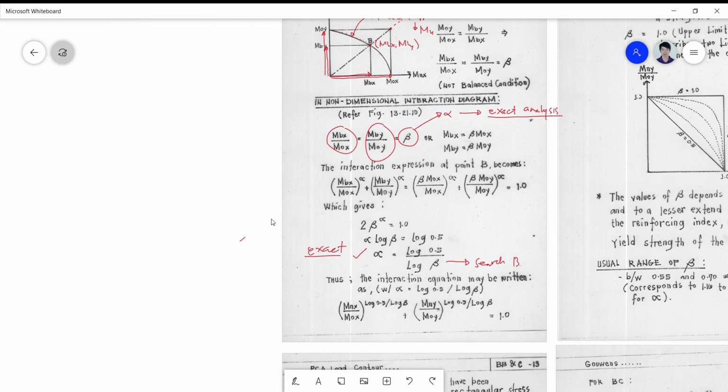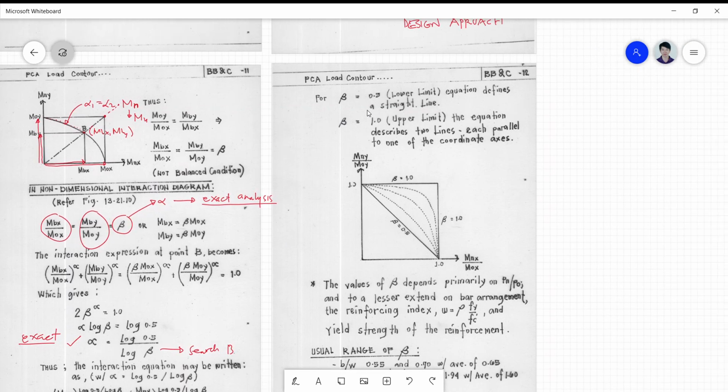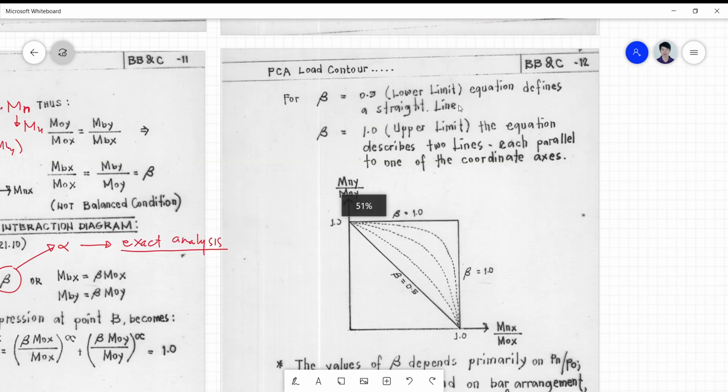Okay, so the only difference between the Bressler and this is that the extension of such method leads to an exact value of your alpha. So for beta, the lower limit of 0.5, the equation defines a straight line like this, and for the upper limit of 1, it defines a bilinear plot. Of course, this is ideal, but it is theoretically or analytically possible.